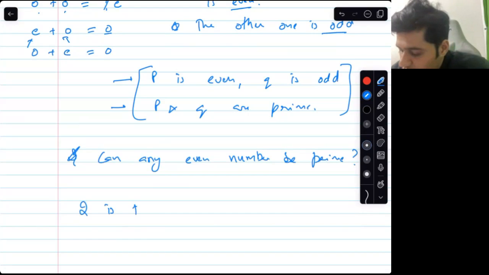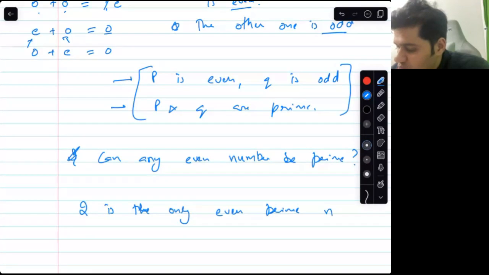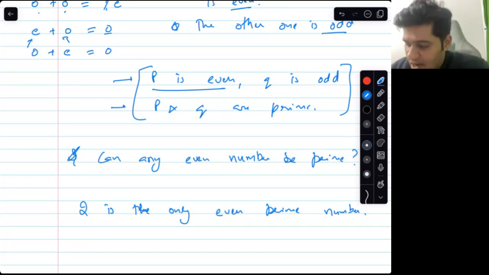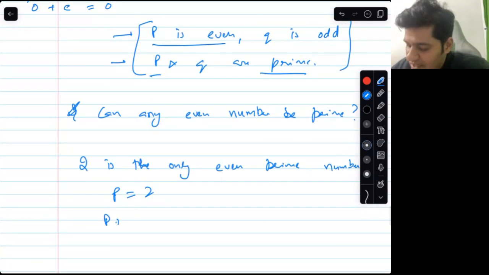2 is the only even prime number. So that solves our problem. P is even and P is prime, so P is 2. And P plus Q was 1999, which implies Q is 1997.